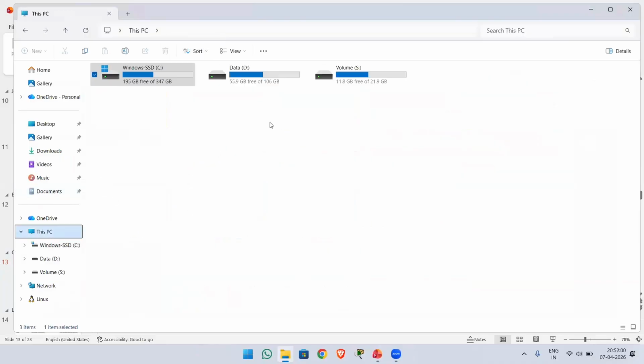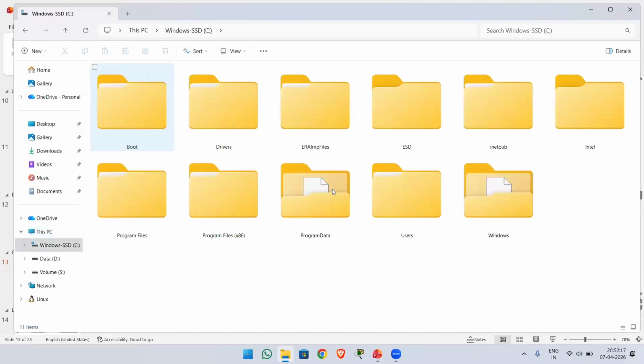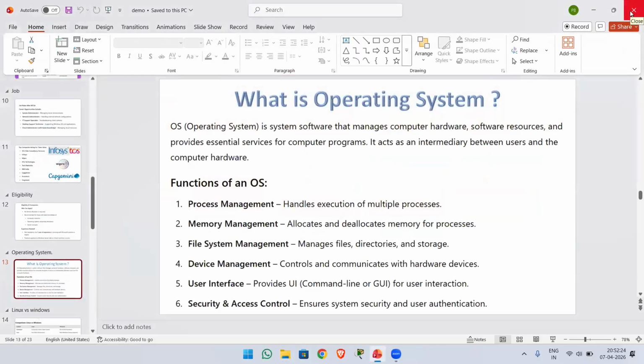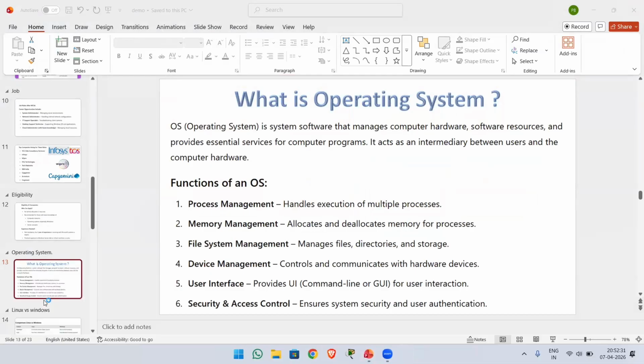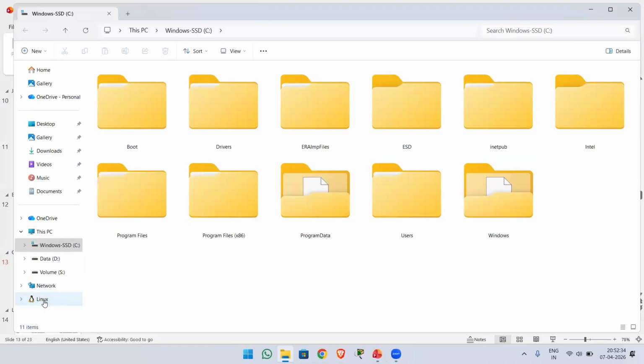Here in This PC, you can see you have multiple drives, but in every Windows operating system, either Windows 10, Windows 11, or Windows 7, you will get the C drive. So the C drive is known as the root drive in the Windows environment, right? If you want to open it from a shortcut, you can open the Run prompt by pressing Windows plus R, and inside the Run prompt, type a slash and press Enter. It will open your root drive, meaning the C drive.